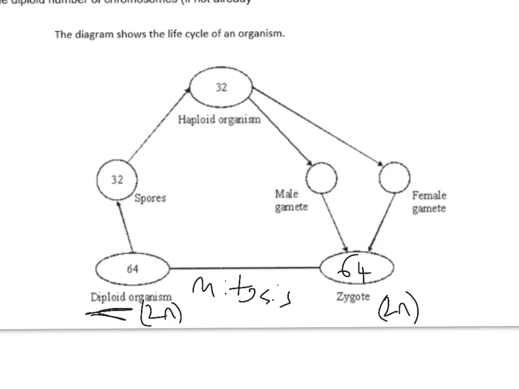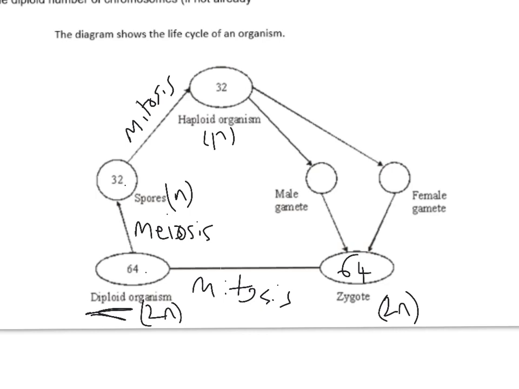You can see here that we're going from 64 to 32. So we're halving the number of chromosomes. So this spore is going to have one copy of each. So that must be meiosis. The spore must be N, must be haploid. We're then going from haploid N to haploid N. So if we've got the same number of chromosomes, this must be mitosis. Those spores are growing into a haploid organism.